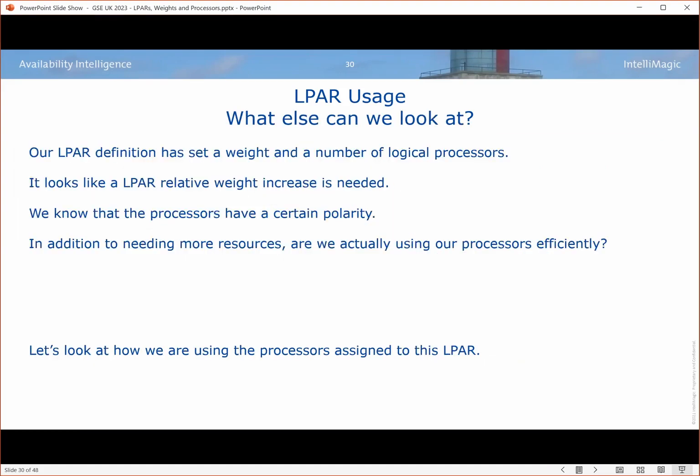Okay, so what else can we look at? We've set an LPAR definition, and we have a number of logical processors. We think maybe the LPAR weight could be increased a little bit, the relative weight compared to the other LPARs in that CEC. We also know that the processors we've assigned, the logical processors, have a certain polarity. So in addition to the LPAR weight, what I'd like to know is, are we actually using our processors efficiently? So let's have a look at that aspect.